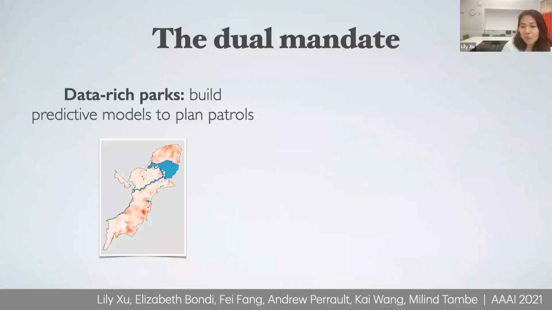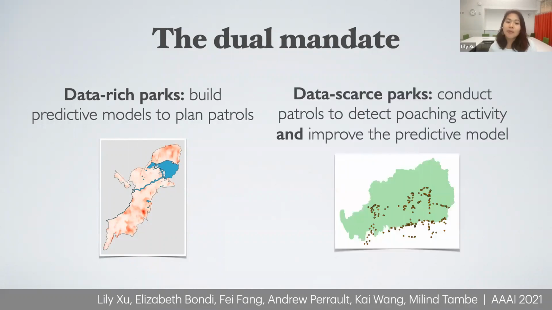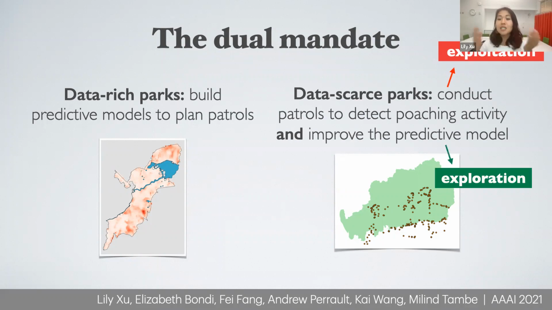So that leads us to what I call the dual mandate, where for data-rich parks, we can use that historical patrol data to build predictive models for patrol planning. But then for data-scarce parks, such as Royal Baloum, we have to proactively conduct patrols that simultaneously detect poaching activity while also improving the predictive model. So detecting poaching activity requires that we exploit historical patterns, and improving the predictive model requires that we explore areas with a lot of uncertainty. So this really parallels the exploration-exploitation trade-off that is the paradigm of online learning, which led us to take an approach with multi-armed bandits.